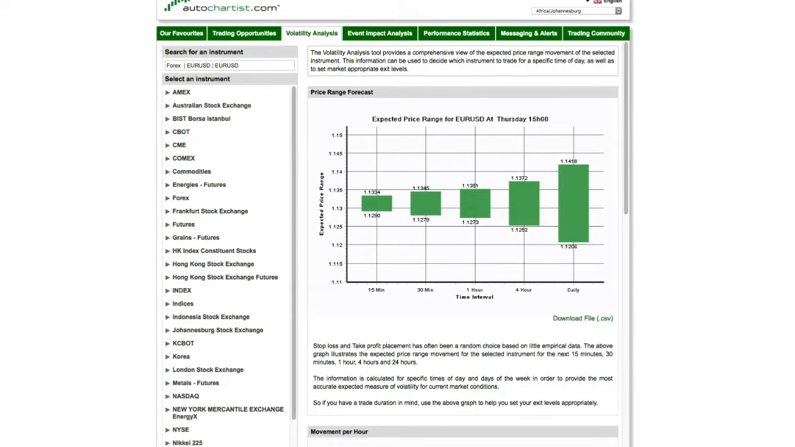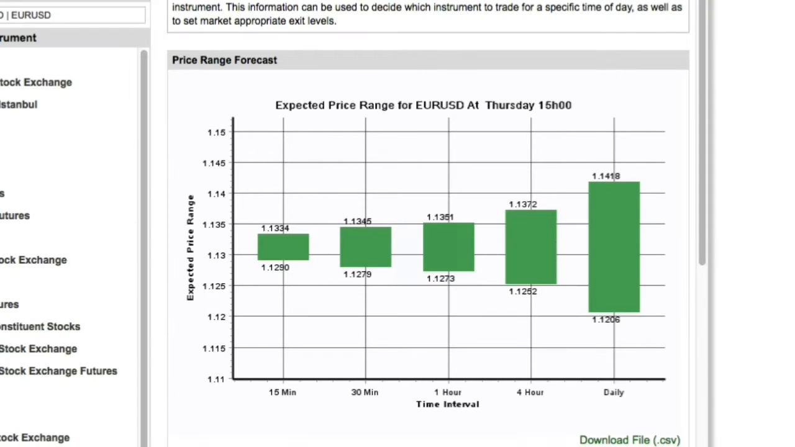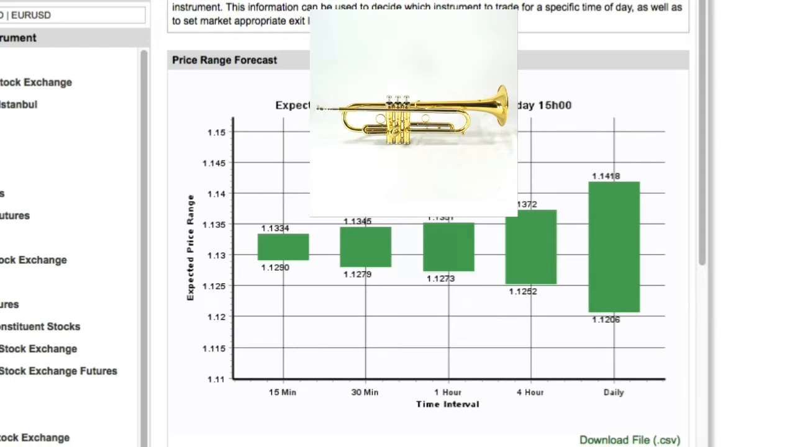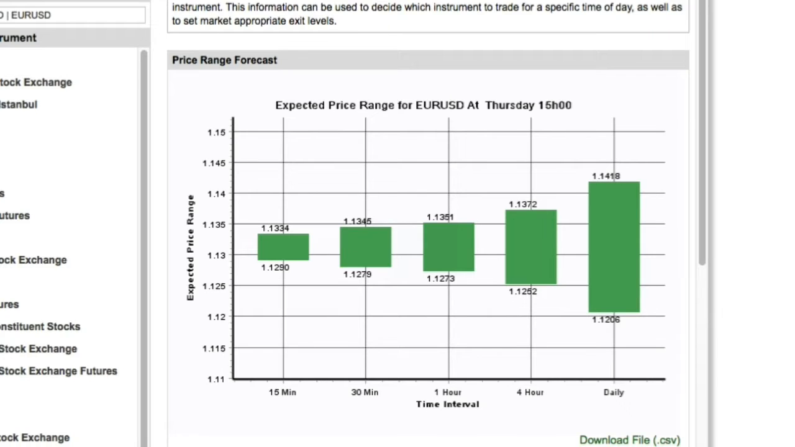Firstly, there is the price range forecast. At first glance, what you will most likely see is 5 green bars that are shaped almost like a trumpet, with the first bar being the shortest and the last being the longest. These bars are the price ranges within which it is likely that the price will be moving. The first bar represents only 15 minutes, and that's why the expected price range is the smallest. The last bar is a whole day, and over a whole day there is naturally expected to be a much larger price movement than over just 15 or 30 minutes.